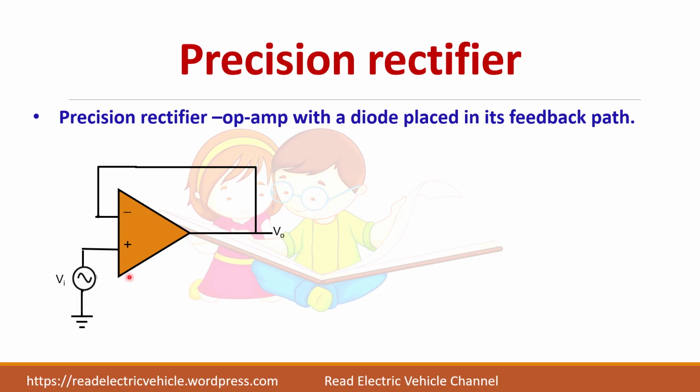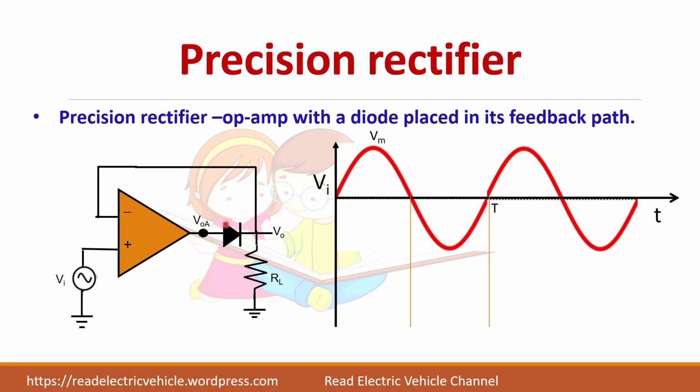So we have taken the op amp, connected the input to the plus pin, and the negative feedback is given here. Let us take the diode and connect it in this direction. We can also connect a load to the output side. This is the input voltage Vi. It is an AC signal, and during this positive half cycle, let us take this as plus. So when it is positive, this is connected to the positive pin only, so the output is going to be positive.